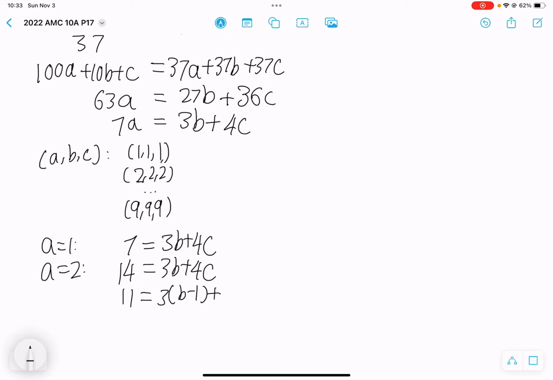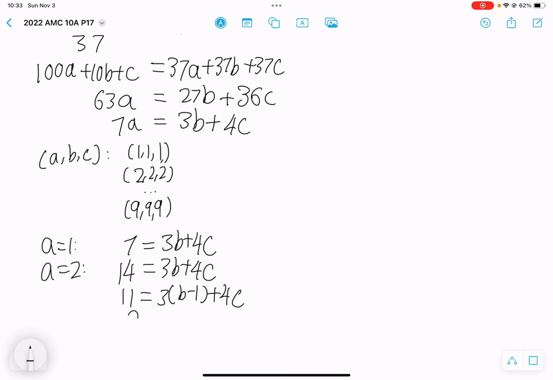3b minus 1 plus 4c. Now, b minus 1 can be 0. We're fine with that because we're okay with b equals 1, right? So that's okay. But can 4c make 11? Well, no. Okay, we can try subtracting. We can try subtracting 3 one more time.